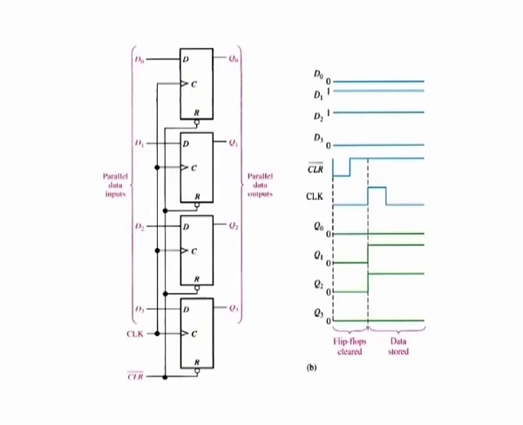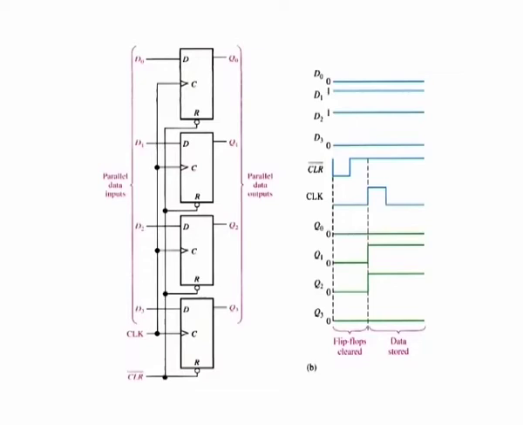A common requirement in digital systems is to store several bits of data from parallel lines simultaneously in a group of flip-flops. This operation is illustrated in the figure using 4 flip-flops. Each of the 4 parallel data lines is connected to the D input of a flip-flop. The clock inputs of the flip-flops are connected together so that each flip-flop is triggered by the same clock pulse.